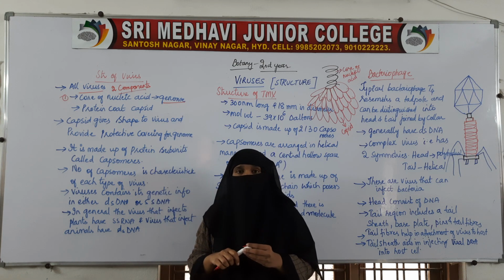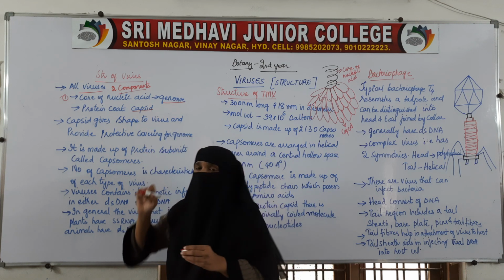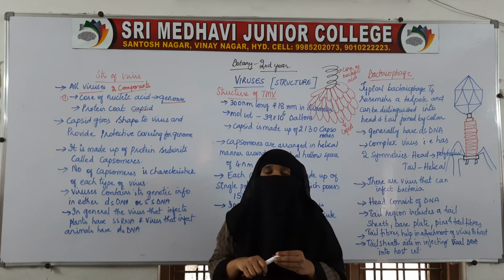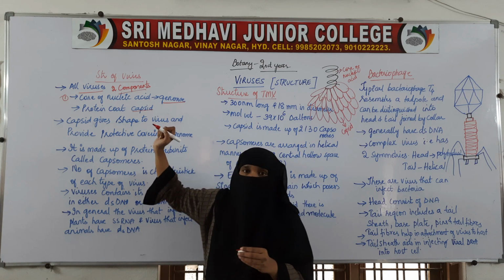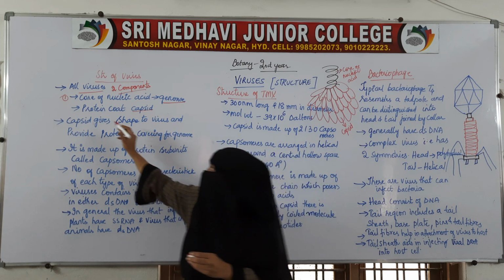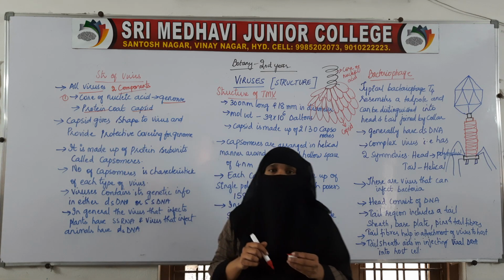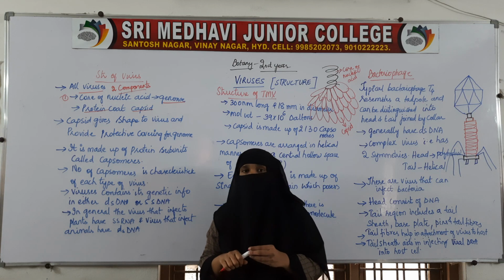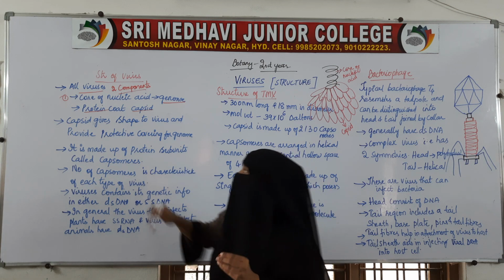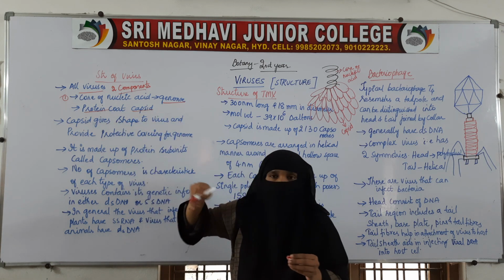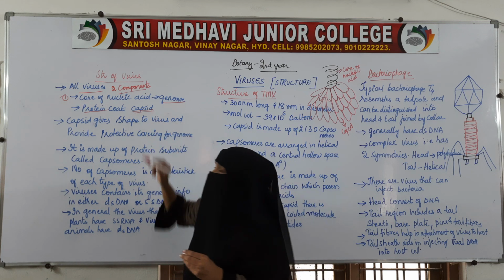And the second component is the capsid. It is a cover around the genetic material, and that capsid is made up of protein. It is a coat-like structure surrounding the nuclear material or the genome, and that surrounding structure is made up of proteins. That structure which surrounds the genetic material is called the capsid.